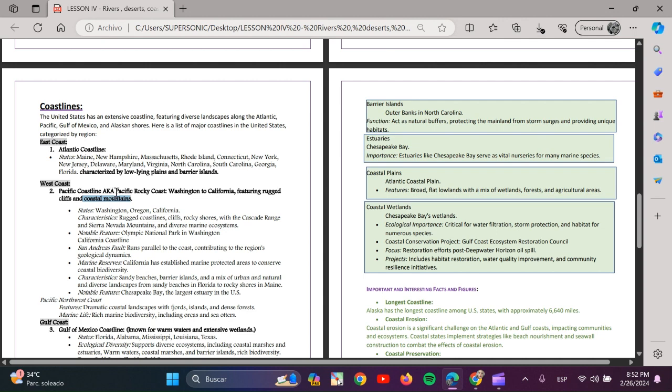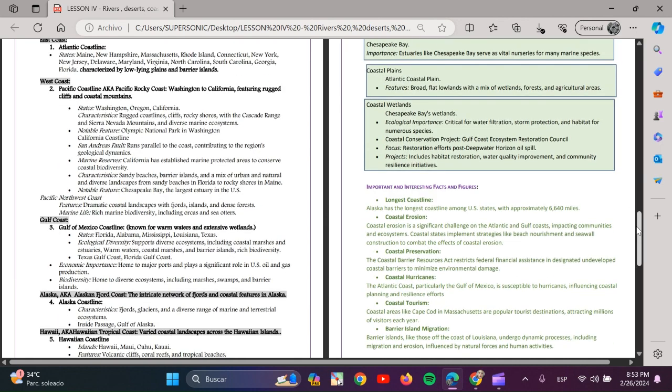The Pacific coastline again has a subdivision, Pacific Northwest Coast. Remember, it's according to the region.